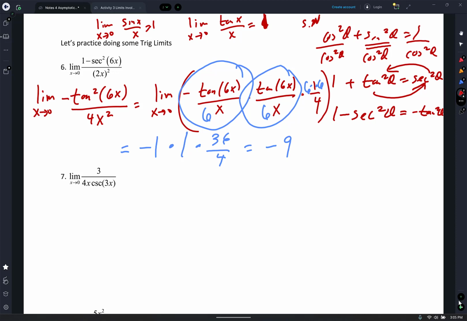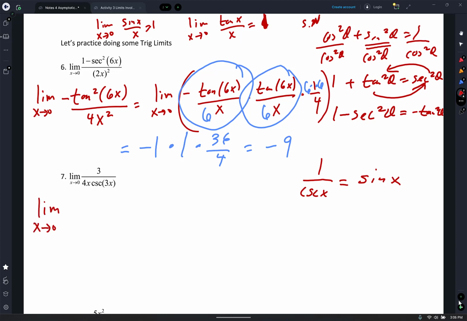Limit as x approaches 0 of 3 over 4x cosecant 3x. Can I do direct substitution? No, you can't. I'm done then, I don't know what to do. Relax. Cosecant is the reciprocal of sine. So 1 over cosecant x means sine x, because they're reciprocals of each other. The cosecant's in the bottom. Now sine x equals 1 over cosecant x. Cool or not cool?